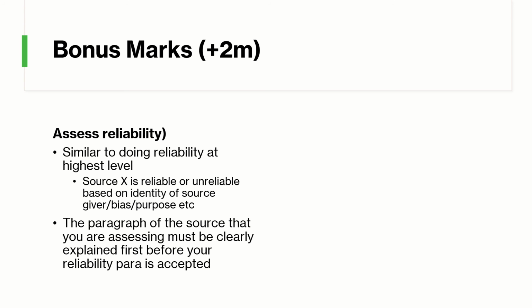So for example, if one of the questions already asked you to study source B, how reliable is the source, or can you trust the source, then please don't use source B again to assess reliability for bonus marks. However, if you use, let's say, source C as a cross-reference paragraph before, you can still use source C to assess its reliability. I think that's fine.